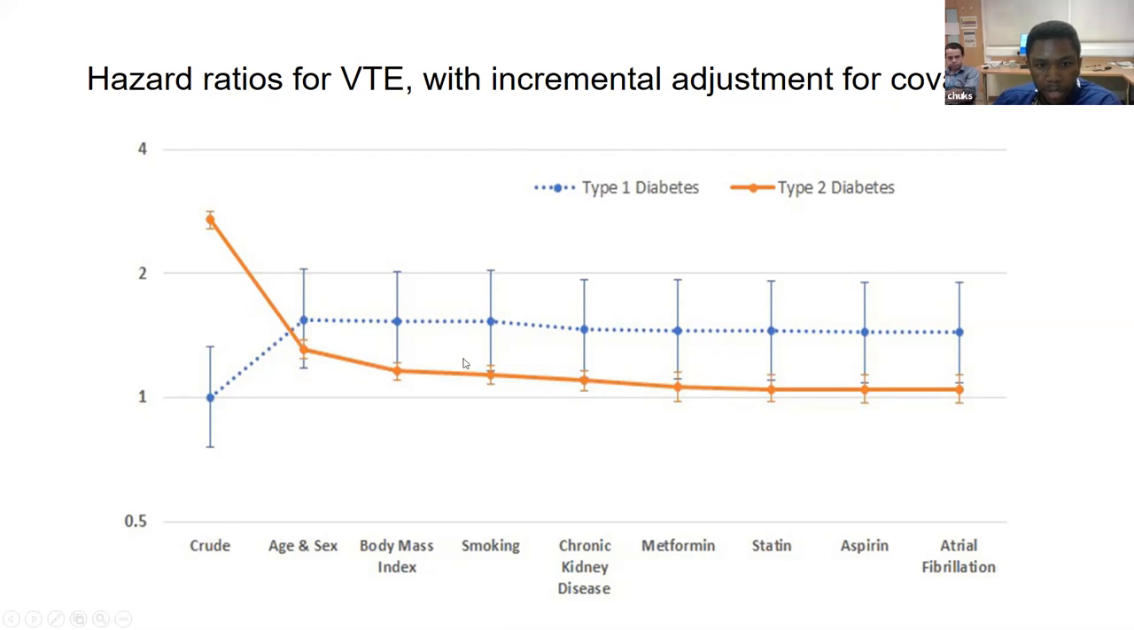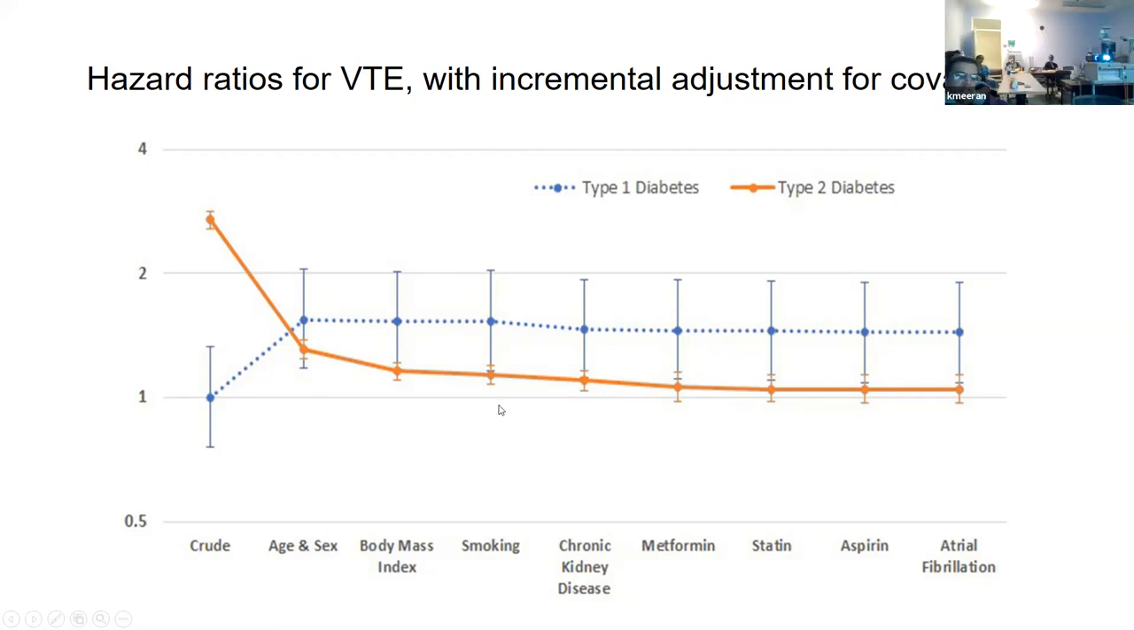Smoking, almost about the same in both. CKD, probably about the same. Metformin, slightly more, but I guess there will be no type 1s on metformin, but that does seem to level it off in type 2. Then you have statin, aspirin, and anticoagulants. This is interesting. I think what would have been more interesting was to change the order in which these are introduced. I don't know if that might have an effect. So if you did obesity first, but I suspect, okay. Yes.